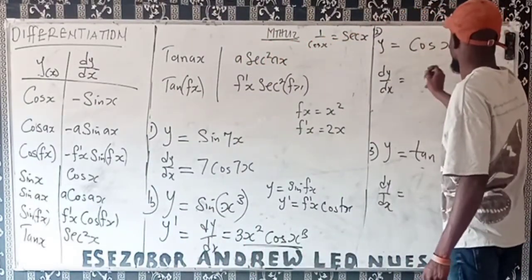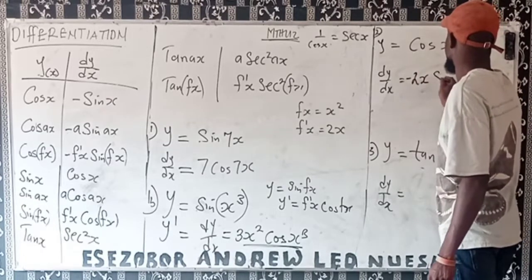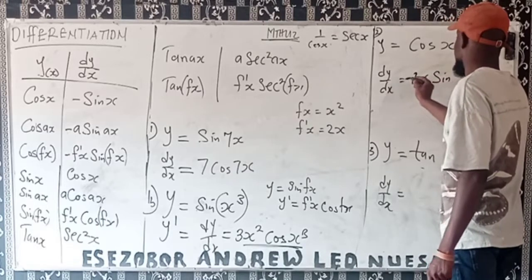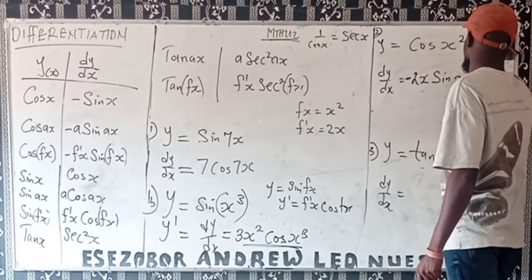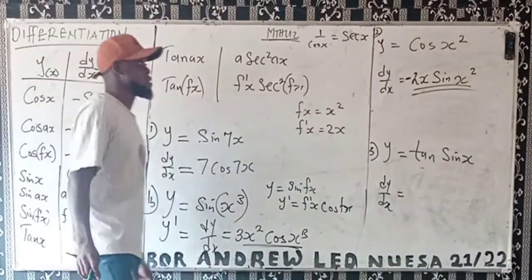Differentiating x squared, I'm going to have 2x. Differentiating cos, I'm going to have minus sin. Don't put the sin inside though. Put the sin outside. Minus sin. Give this one back. x squared outside. It's as simple as that.